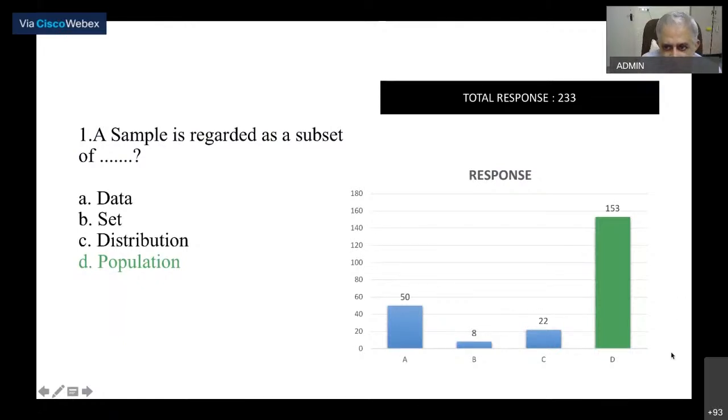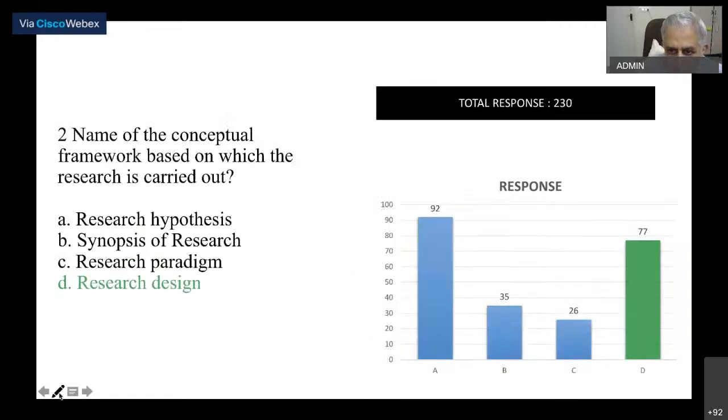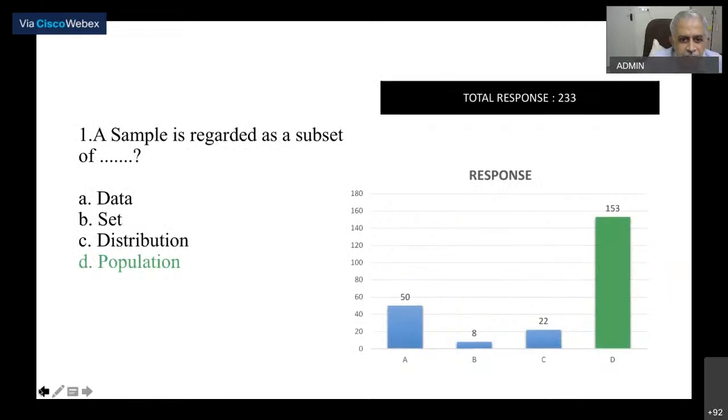We'll rapidly go through because some of the questions are simple. Many of you have answered correctly. The first question is on sample size, regarded as a subset of samples from the population. Yesterday we had a session on sample selection and how we go about it. The majority have given D as the correct answer. It is taken from the population, but it should be a correct representation of the population. But I think around 50 people have given the wrong answer. Going to the second question.